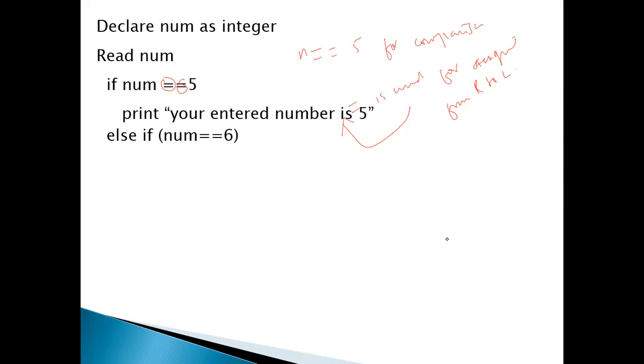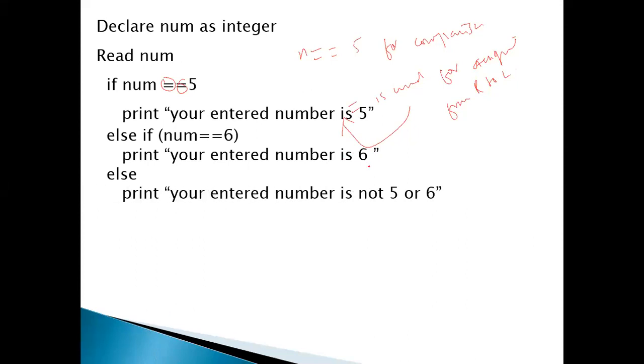Okay, sir. So else if num equal to 6, then it should print your inter number is 6. If these two conditions are wrong, then you have to write else command. And then you can print your inter number is not 5 or 6. This is the way you have to do. Got that? Okay, sir.